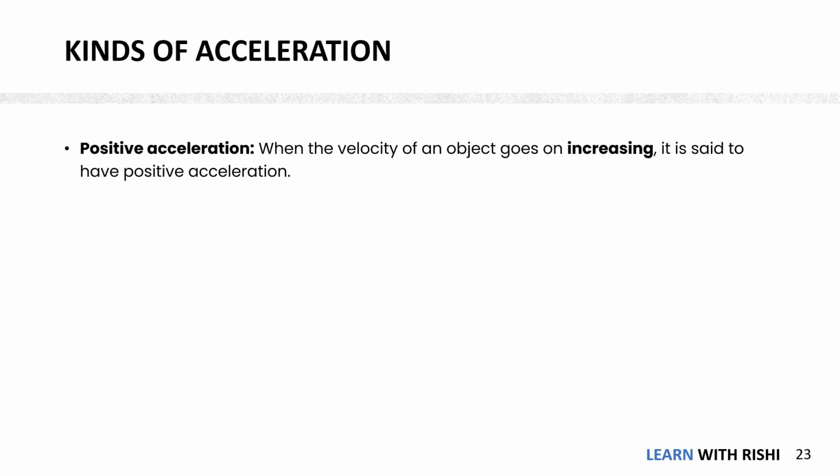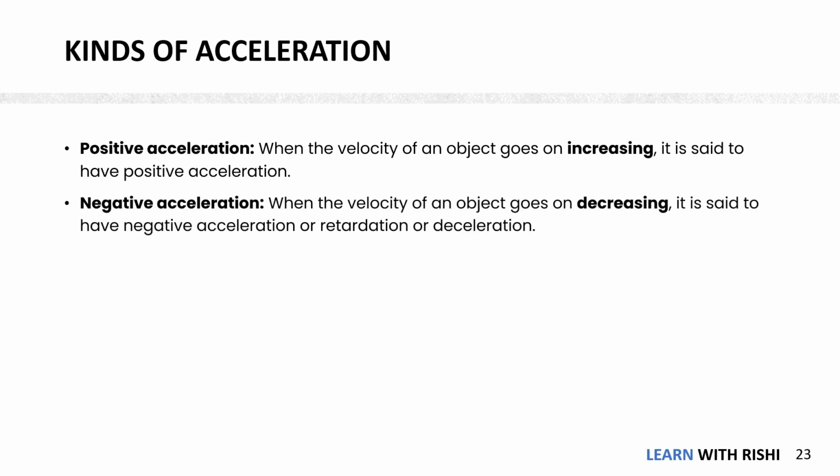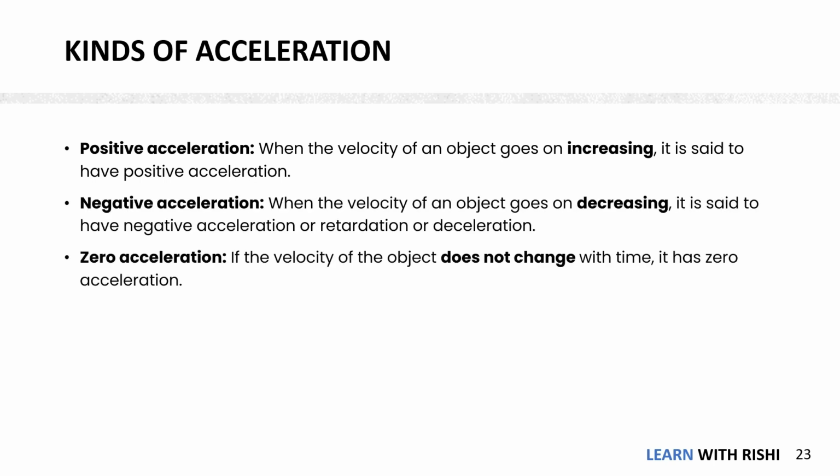Let us now discuss kinds of acceleration. There are basically three kinds of acceleration. One is positive acceleration, another is negative acceleration, and the third one is zero acceleration. When the velocity of an object goes on increasing, it is said to have a positive acceleration. When the velocity is decreasing, then it has a negative acceleration. And when the velocity does not change, then it has a zero acceleration.